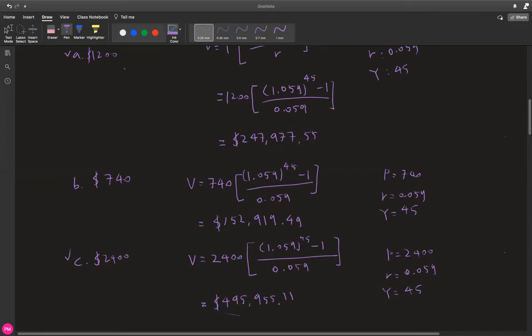So we should be able to conclude that the total value of the account is proportional to the annual investment amount, which is very intuitive, but it is also a linear relationship. So if this goes up by, let's say, 50%, this also increases by 50%, and so on and so forth.